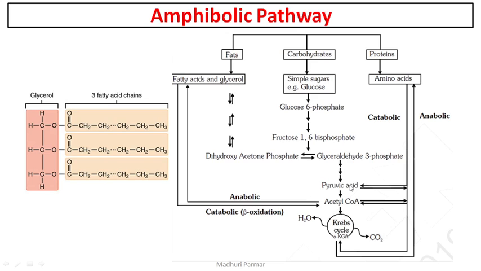This pyruvic acid by link reaction is converted into acetyl-CoA, and this acetyl-CoA enters the Krebs cycle. Krebs cycle finally gives you the carbon dioxide. Even at the link reaction you have one carbon dioxide released, and this acetyl-CoA is basically two carbons. So two carbon dioxide molecules are released in Krebs cycle, as well as one molecule of water is released in electron transport chain. Clear? So this is your simple carbohydrate cycle, or rather pathway, right?